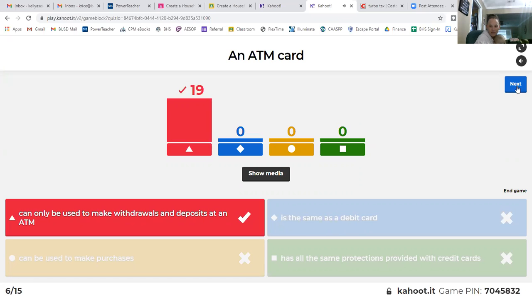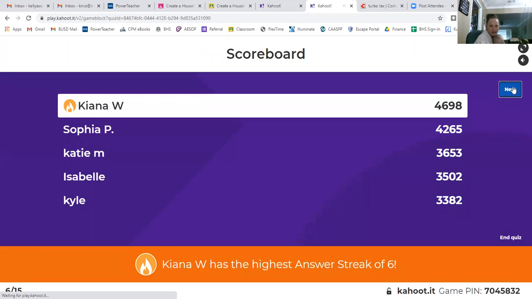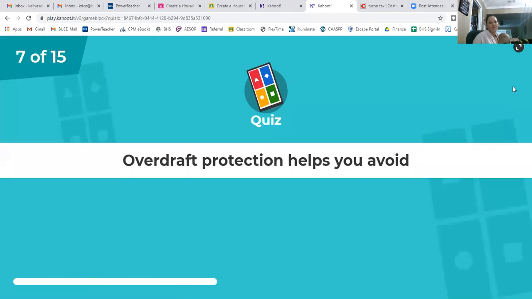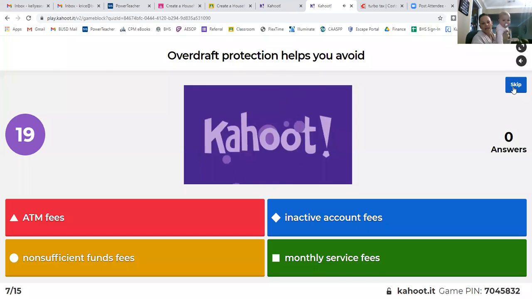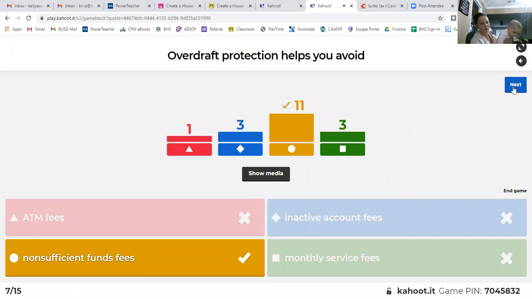Perfect. So ATM cards can only be used at the ATM machine. Overdraft protection helps you avoid ATM fees, inactive account fees, non-sufficient funds fees, or monthly service fees. So that's going to be non-sufficient fund fees. Overdraft protection covers you so that you have enough money in your account.